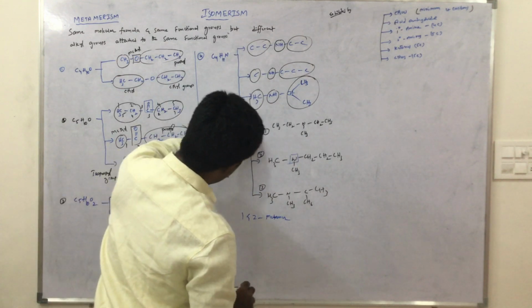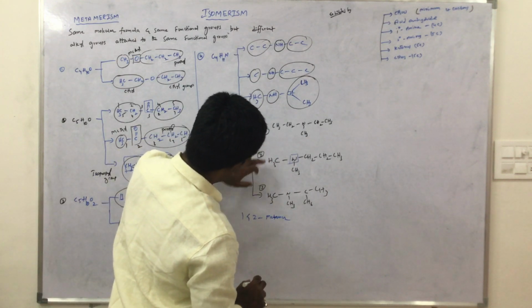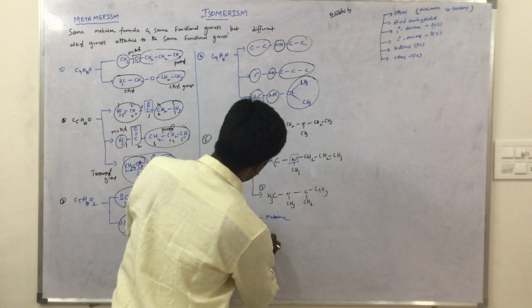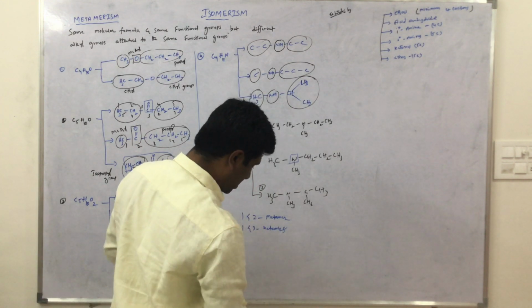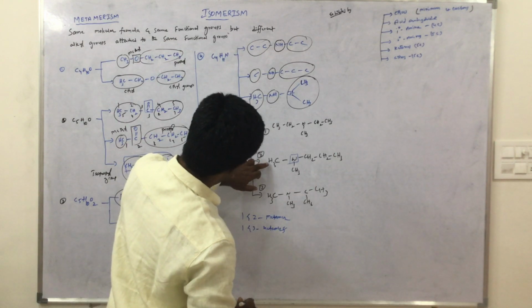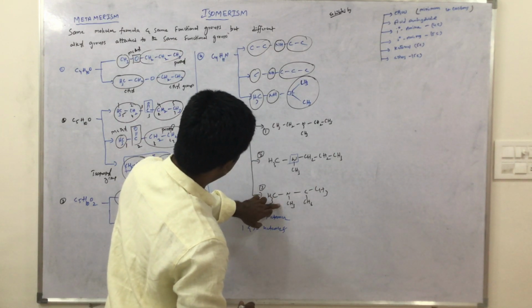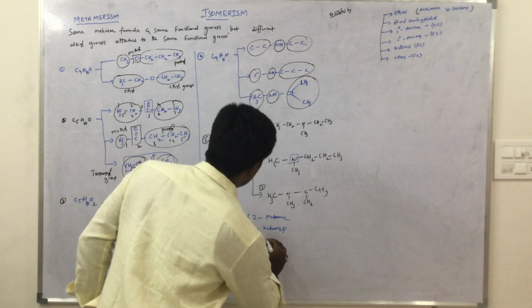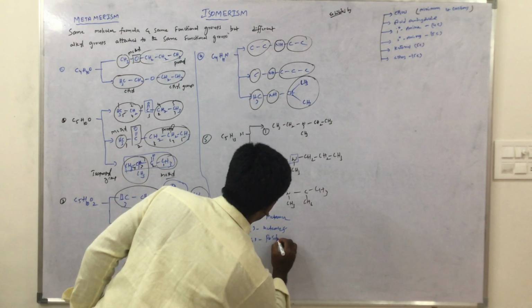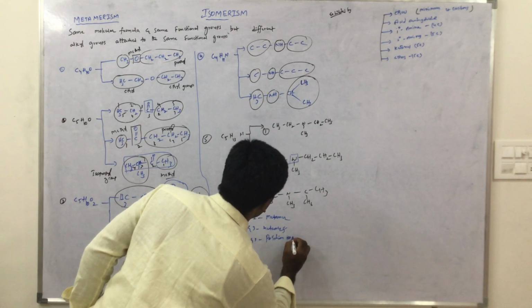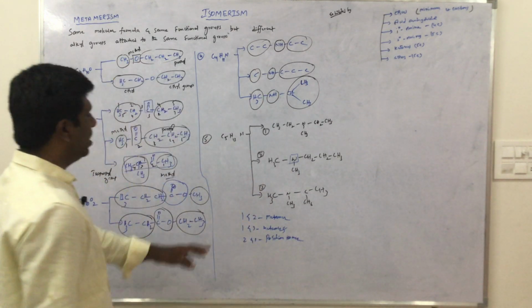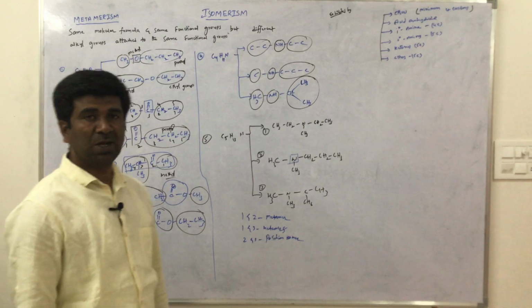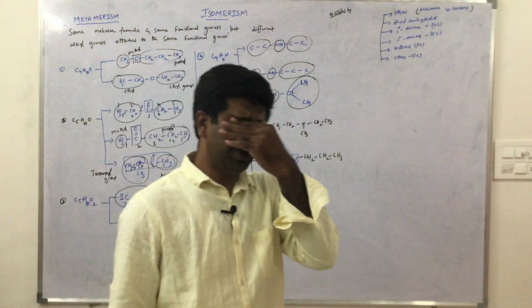1 and 3 are also metamers. Structures 2 and 3 are position isomers. Clear? So observe carefully.